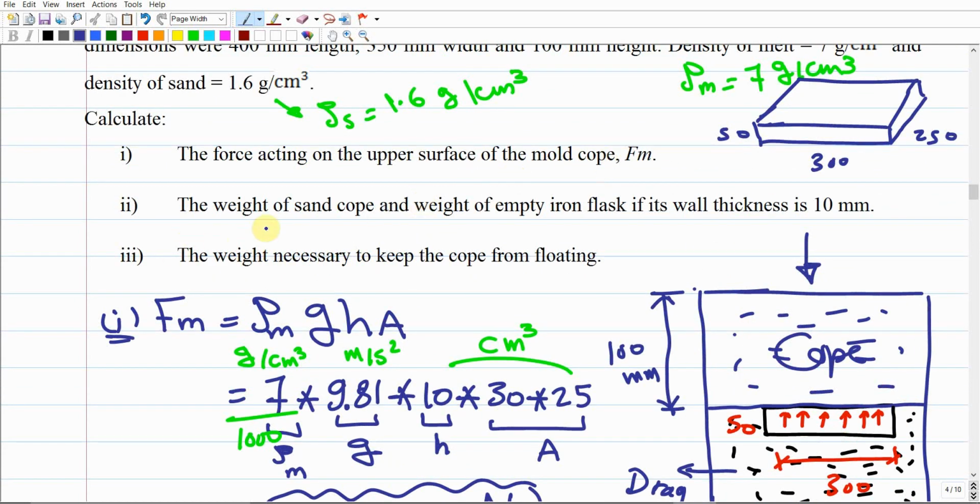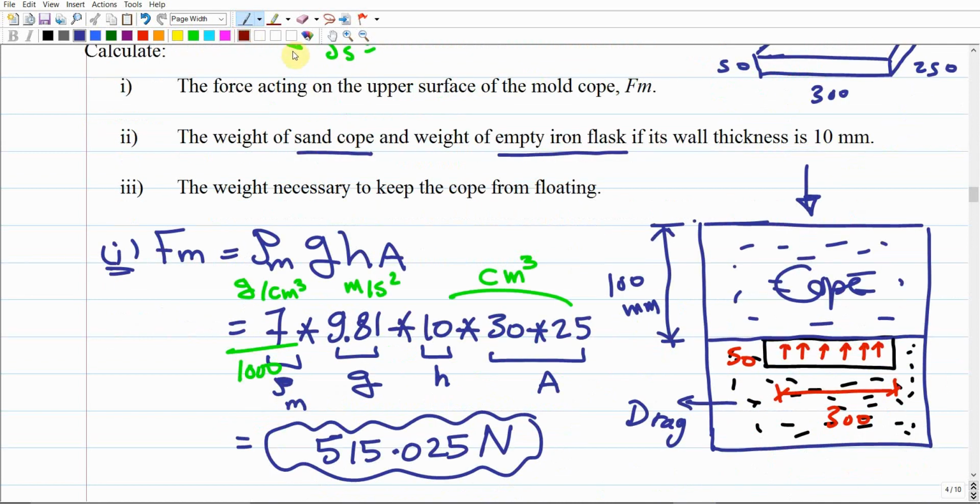The second requirement is just to calculate the weight of the sand cube. This cube is made of sand, and there is a flask, right? But here we would like to calculate first the sand cube, then the weight of an empty iron flask. Remember that there is a flask already here, a flask for this cube. I'm going to give it another color just to understand. There should be a flask here, right? This flask is made of iron, as he mentioned here.